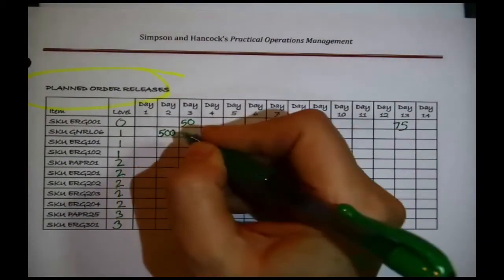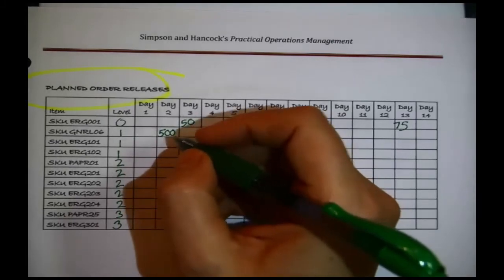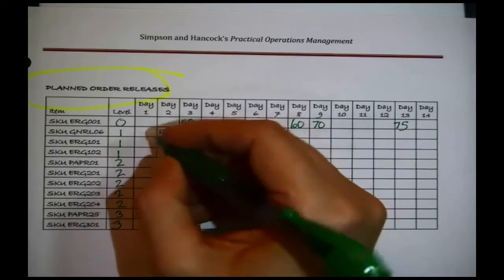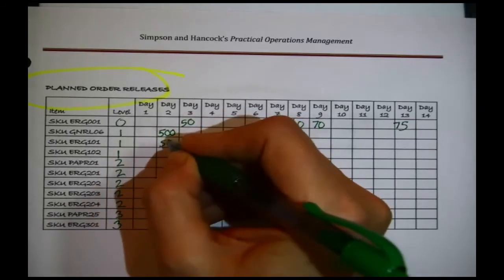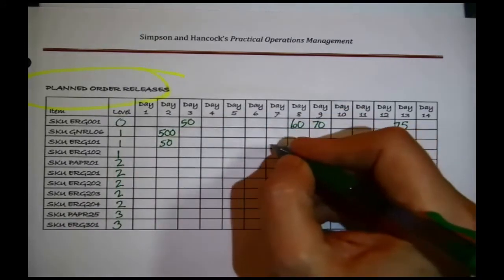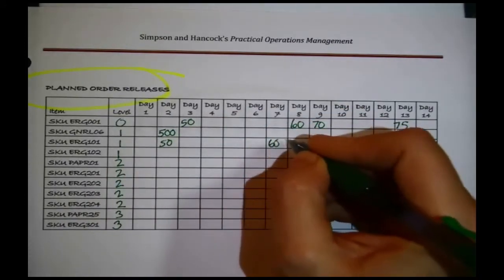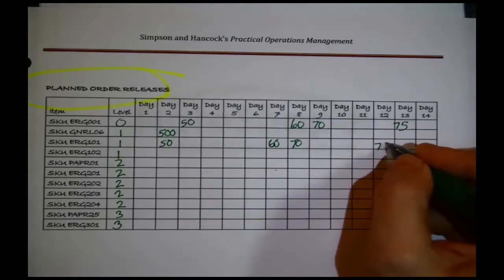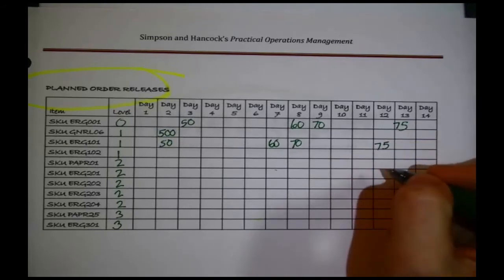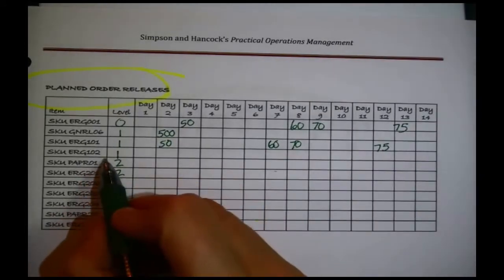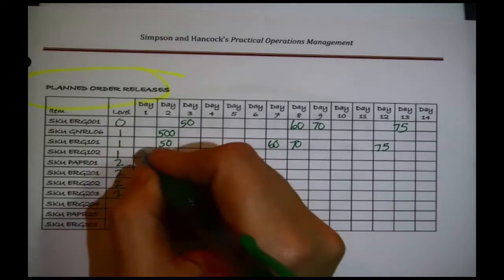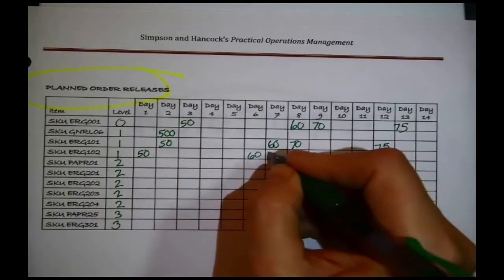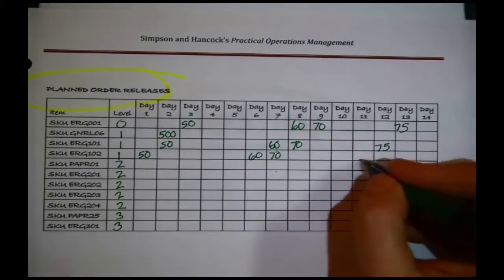Now, going on, just read the records. We discovered, for instance, for ERG 101, that we need to order 50 on the 2nd day, and 60 on the 7th day, and 70 on the 8th day, and 75 on the 12th day. For ERG 102, we discovered you need to order 50 immediately. You need to order 60 on the 6th day, 70 on the 7th day, and 75 on the 11th day.